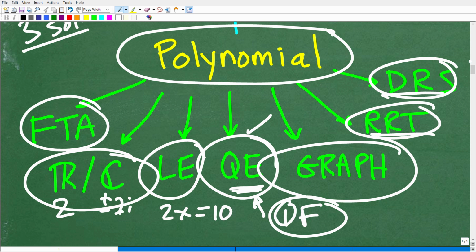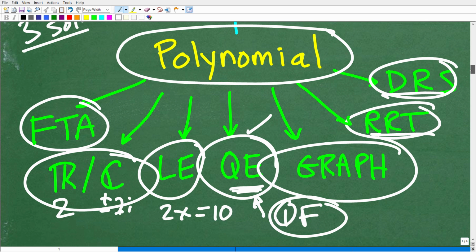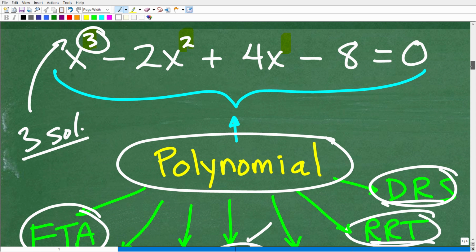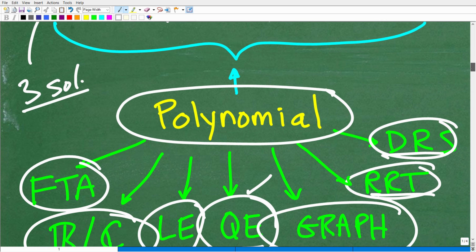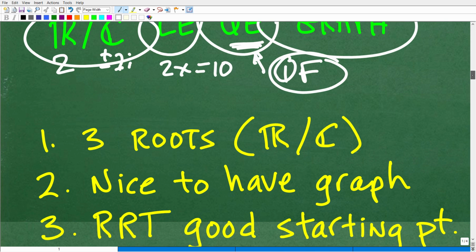But again, we want to frame the problem. We're like, all right, we've got a polynomial equation. I need to be thinking about all these things. So far we know it's a third degree, so we're going to have 3 solutions. But we need a strategy to solve this, and that would be this.